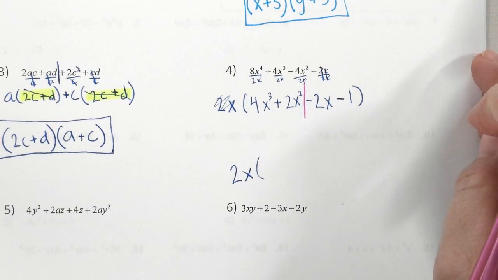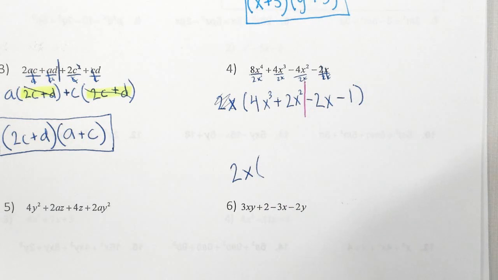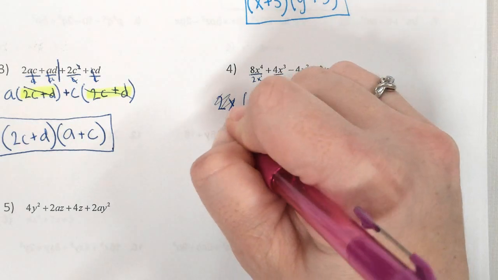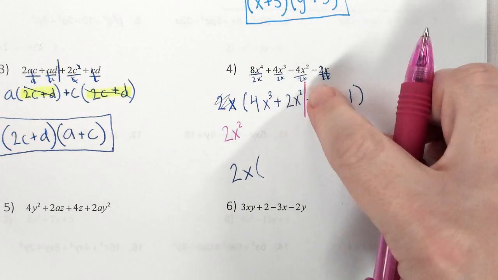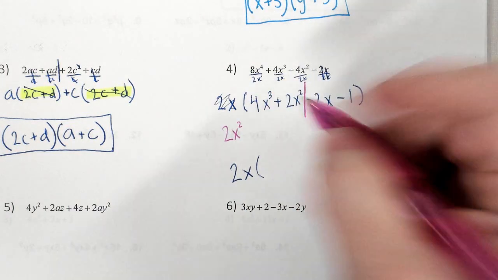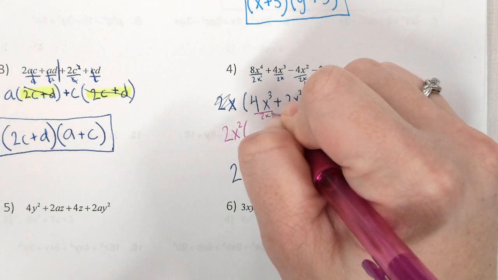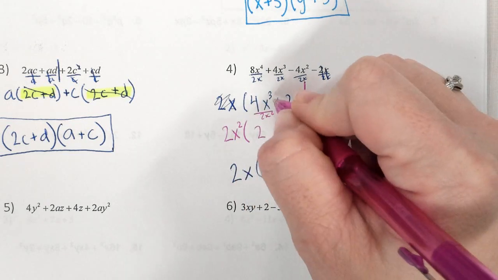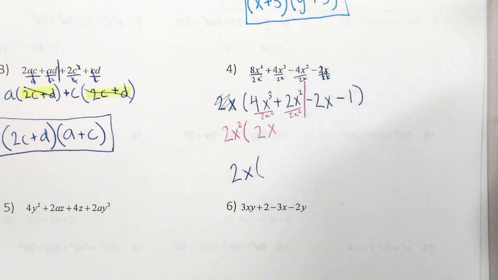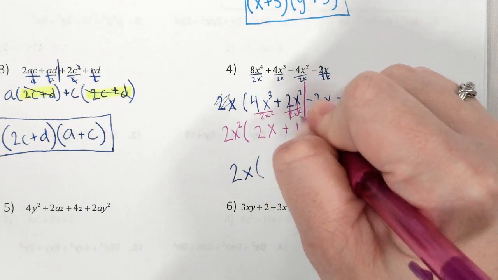What's my GCF of this left side? 2x. 2x squared. Because remember, we have an x cubed and an x squared. They have 2 in common. So 4 divided by 2 is 2. When I subtract, I only have 1 x left. Then here, they both cancel. And when everything cancels and you're dividing, it's 1.